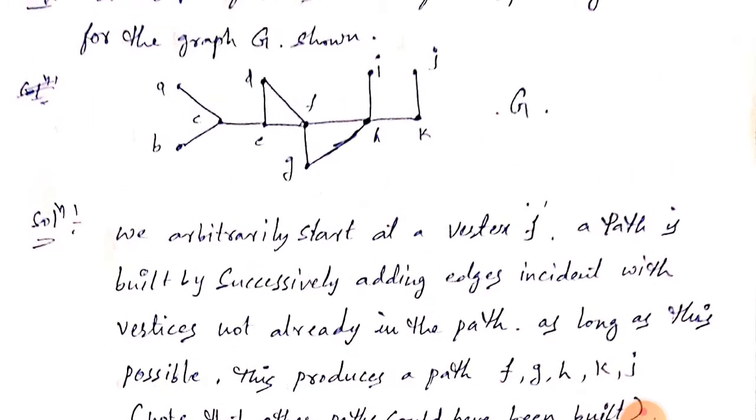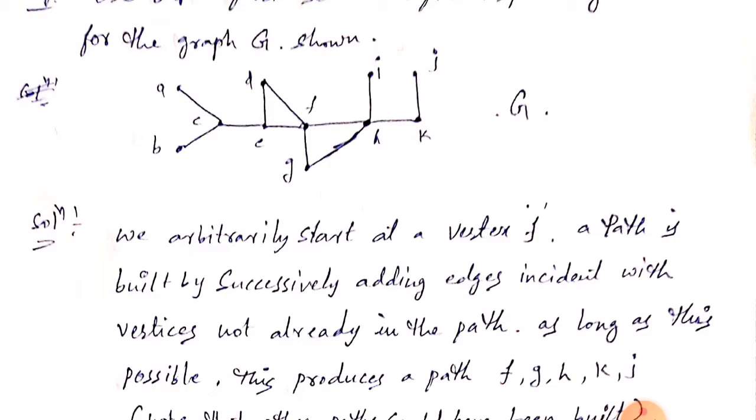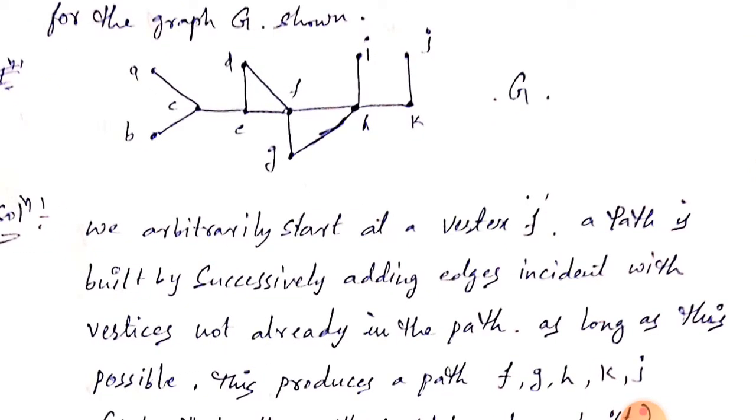First, we will arbitrarily start at a vertex; we can choose any vertex. Let us choose that vertex to be F. Now, form a path successively by adding edges incident with vertices successively to this vertex F, but not already in the path. As long as this is possible, we can produce the path.